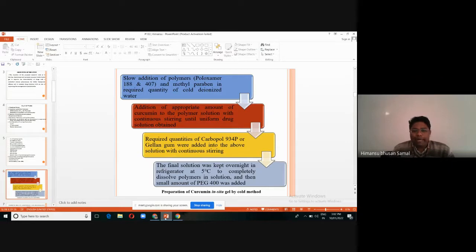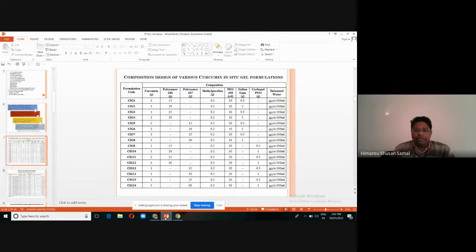Then the required quantity of Carbopol and gellan gum is added to the above drug polymer slurry. Finally, that slurry is kept in a refrigerator at 5 degrees Celsius in order to completely dissolve the polymer solution, and then finally a small amount of polyethylene glycol is added. Next, this is the formulation table of the curcumin in-situ gel. We have to prepare 16 formulations.